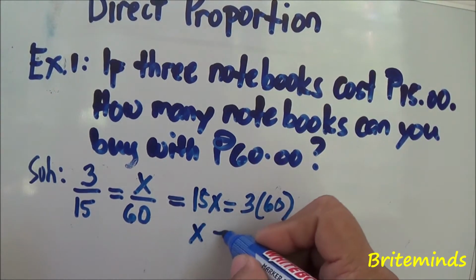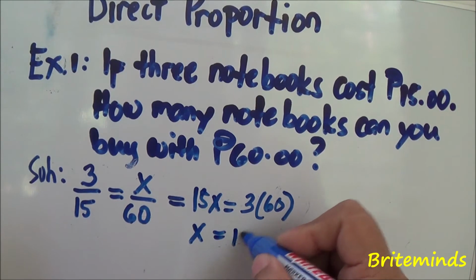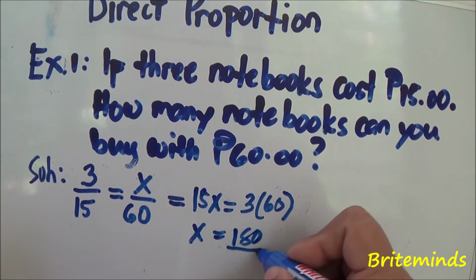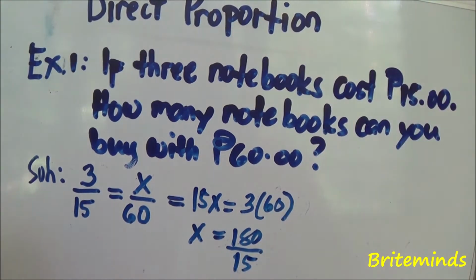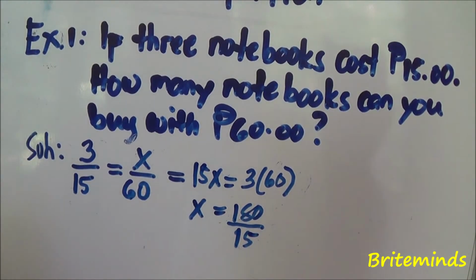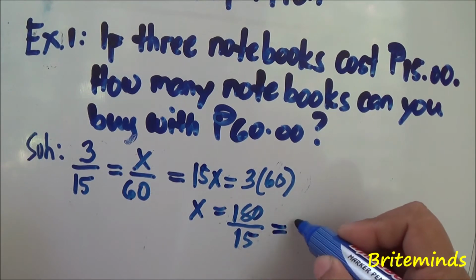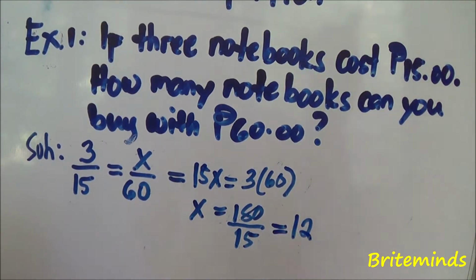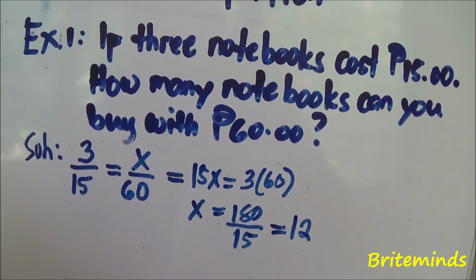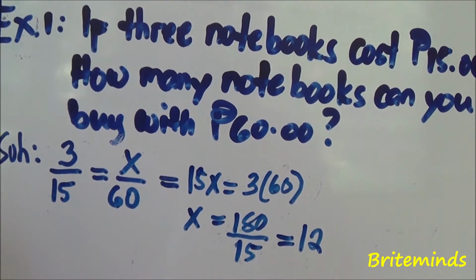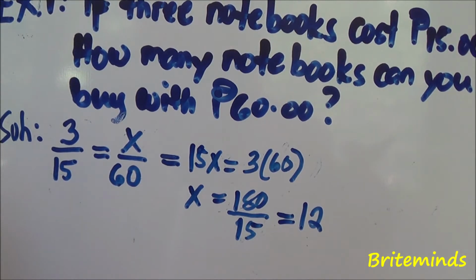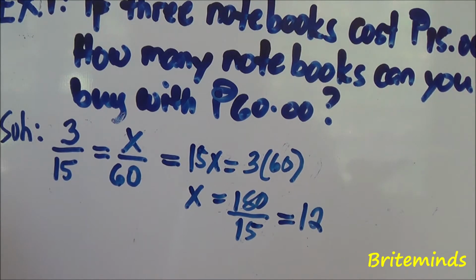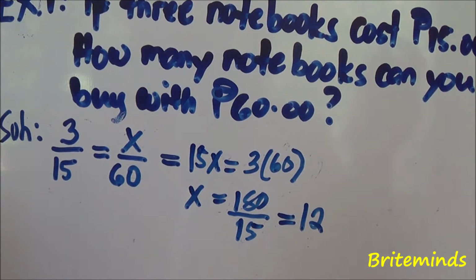Okay. So 3 times 60 is 180 divided by 15. Okay, so the answer will be 12. So it means that we can purchase 12 notebooks for the cost of 60 pesos.